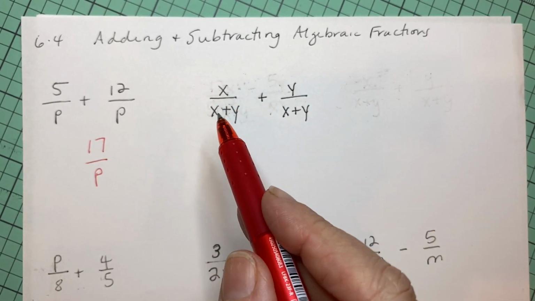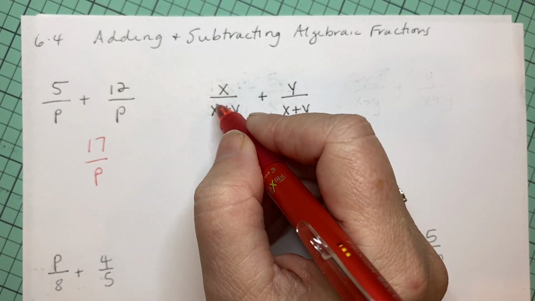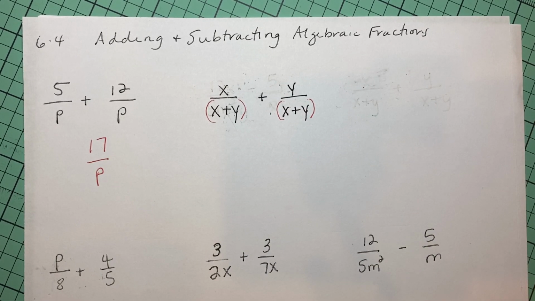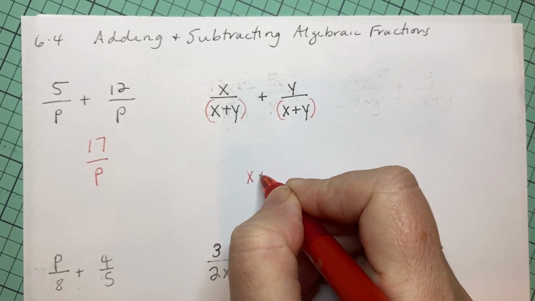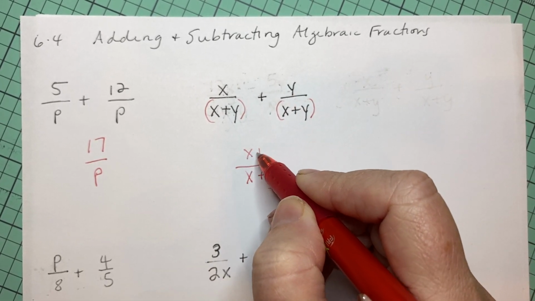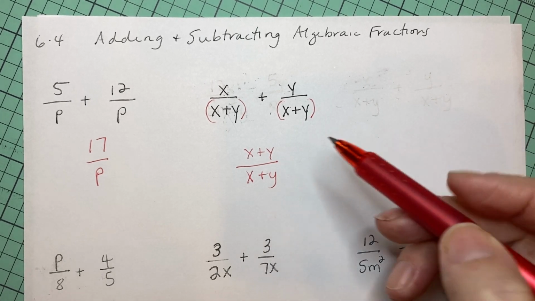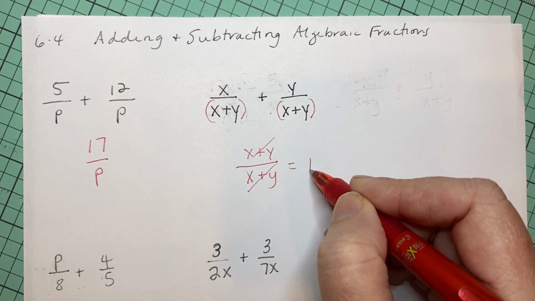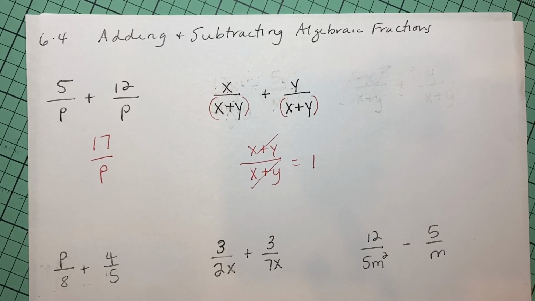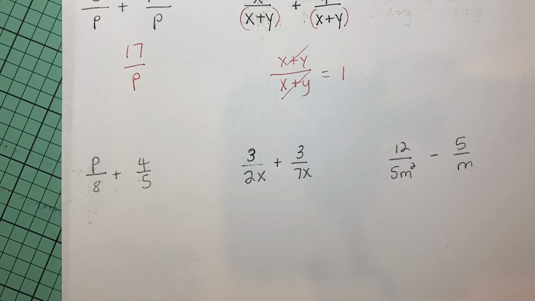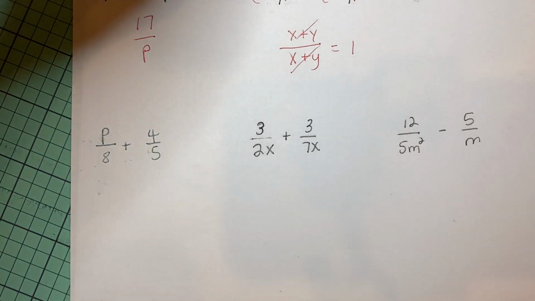This next one, I have x over x plus y plus y over x plus y. These denominators are the same. And remember, we talked about when you're adding or subtracting two things, they're considered one unit, one object. So that denominator is going to stay the same. And then you just say x plus y on top. You can't really add those, so you just write x plus y. But now we have the exact same thing on the top as on the bottom, so those would both cancel, leaving us a 1. So if the denominators are the same, you just add the numerators and that denominator stays. You can always reduce if possible.